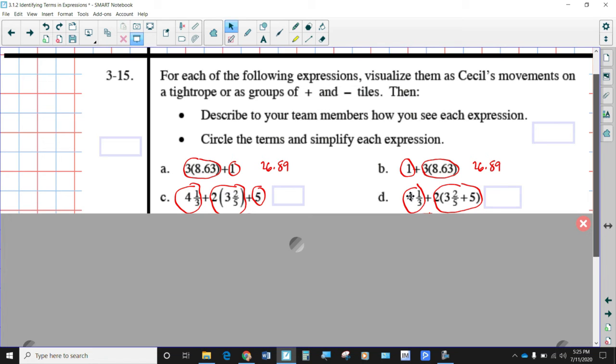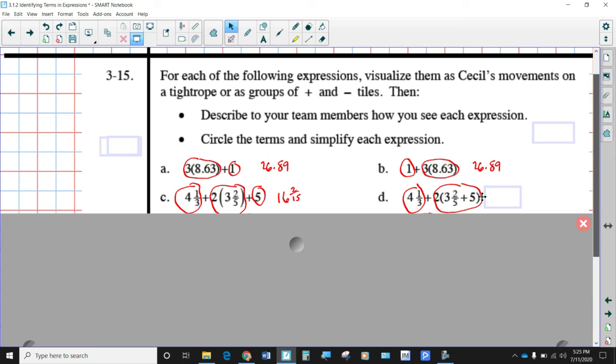Here we've got some of the same numbers, but notice how they're grouped a little bit differently. Here we've got 3 terms. You've got the 4 1/3 that gets added to the product of 2 and 3 2/5. Once you find out what that is, then you can add the 5 to the 4 1/3, and you get 16 2/15.